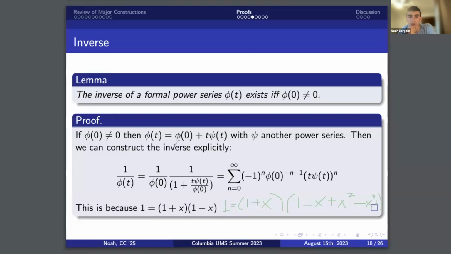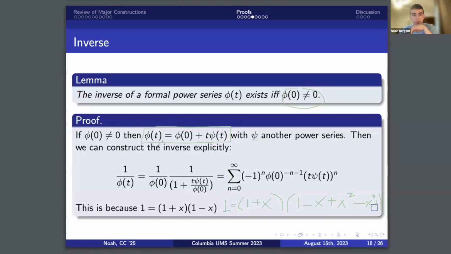So the whole point of this is that if phi of 0 is not equal to 0, so if you have, like, some non-zero first term, then you can kind of invoke this relationship, this property, because then phi of t can be expressed as this. So it has this constant term, and it has something in terms of t. So, and psi is just another power series.